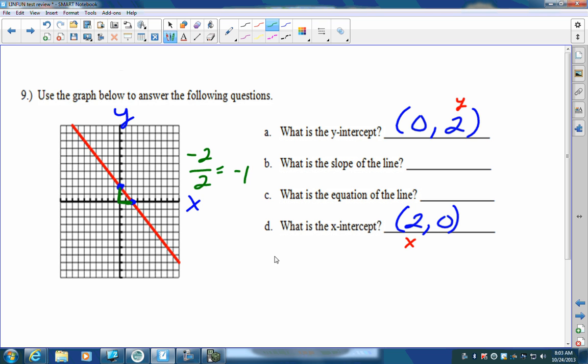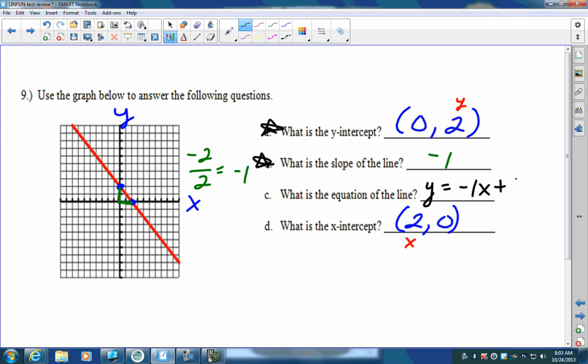That's negative 1. My slope is negative 1. Now my equation, I can write it two ways. I can write it as y equals negative 1x. Now remember, you're using the slope and the y-intercept. It's just a coincidence that both the x and the y-intercepts are 2.